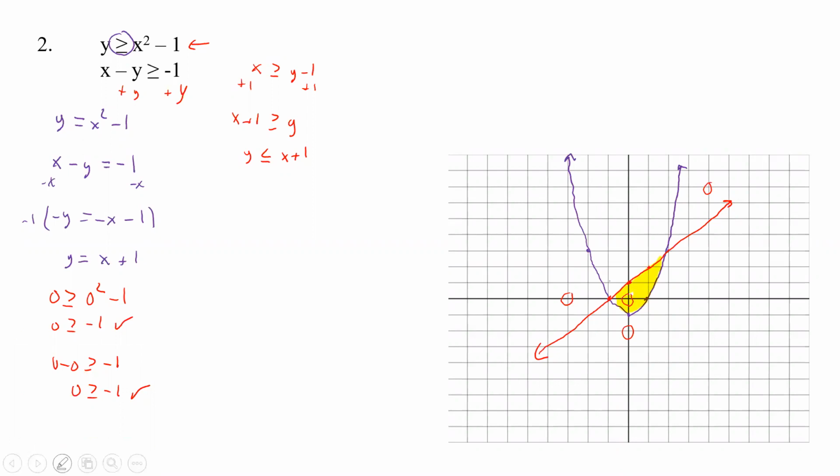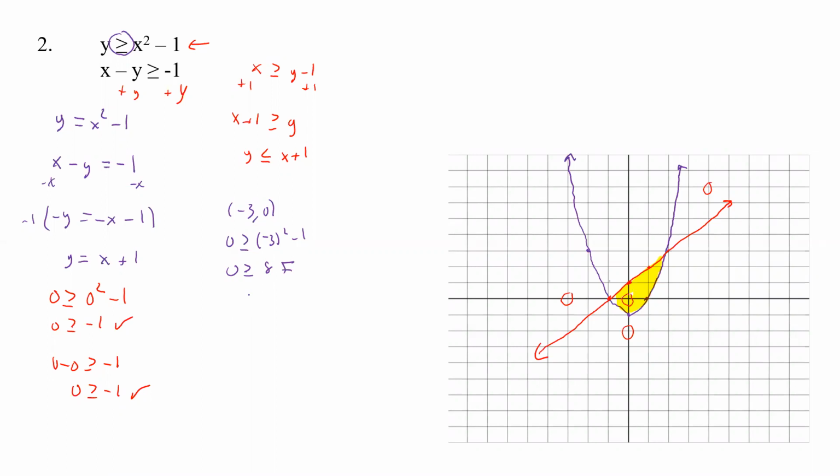Now again, what we're going to do is test other areas. We're going to test maybe this one. 1, 2, 3, so negative 3, 0. So we have that. And so y is 0, which should be greater than or equal to negative 3 squared minus 1. And so 0 is going to be greater than 9 minus 1, which is 8. And that's false. And so we don't even have to worry after that, because that's not going to be a case.